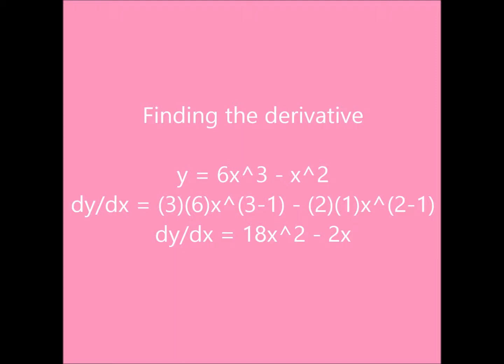You also use the power rule to find the derivative of x squared. You bring down the 2 and times it by 1 and then take 1 away from the power and you get 2x. Then for the answer, you get dy dx equals 18x squared minus 2x.